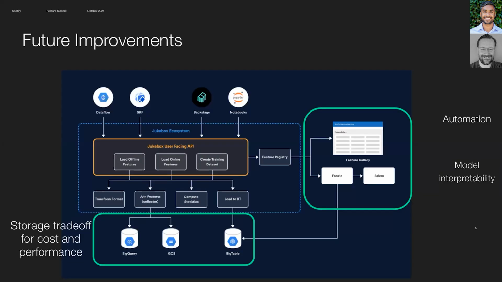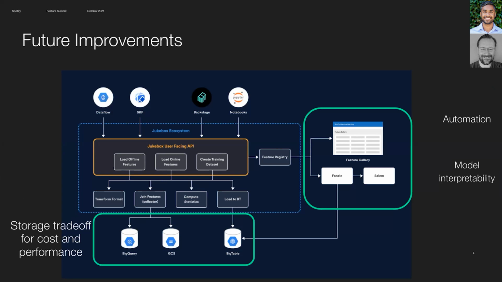And so just a couple of super quick things we're looking at in the future are automation, building out more automation between our platform, increasing our model interpretability and observability through feature importance, and the ability to maybe swap out or trade off between different storage or processing backends or engines for cost or performance reasons.